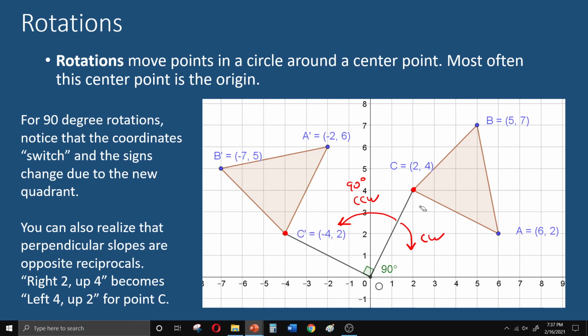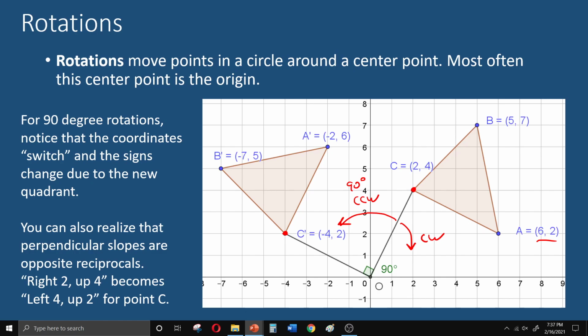So we can see like (6, 2) becomes (2, 6), but the 2 needs to change to a negative because we're in this quadrant, the second quadrant. So that's the easiest way to figure it out: which quadrant am I going to be in?